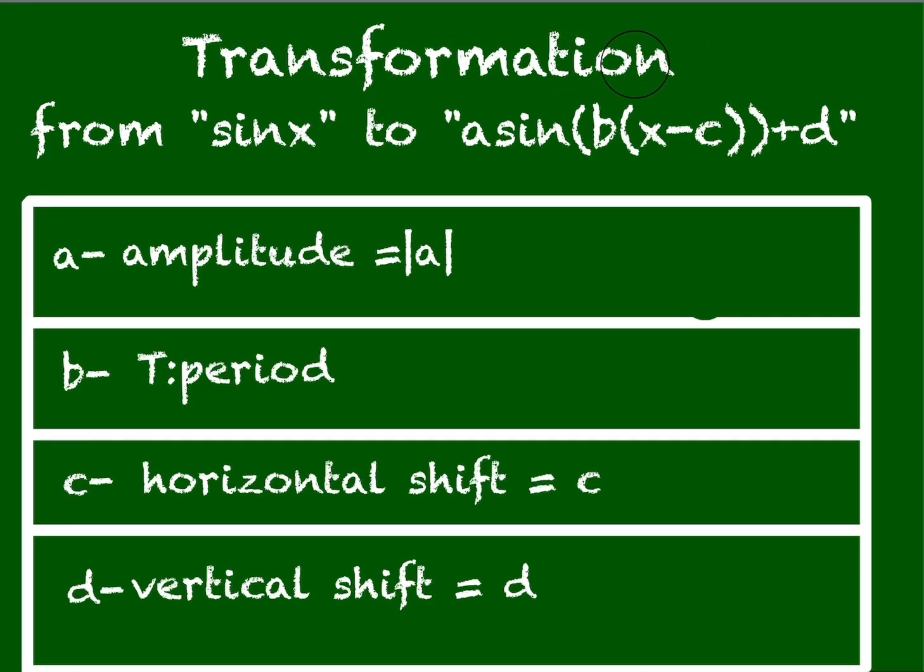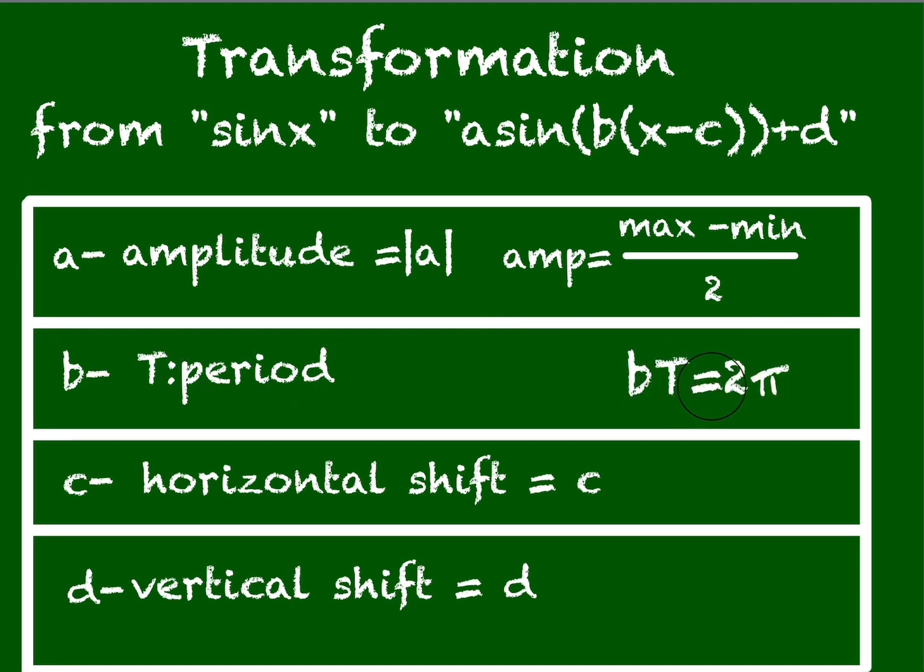Basically, for transforming sine or cosine functions, we need to know how to calculate a for vertical stretch or compression, b for horizontal stretch or compression, c for horizontal shift, and d for vertical shift. That's the end of our video lesson. I recommend you solve related questions to understand the topic more deeply.